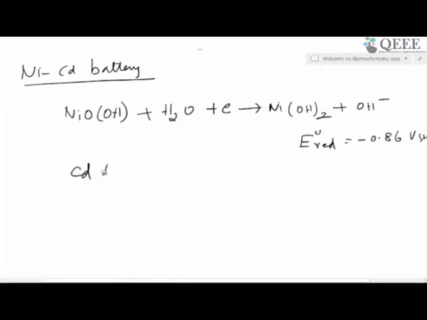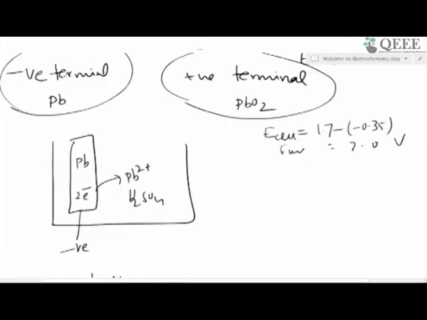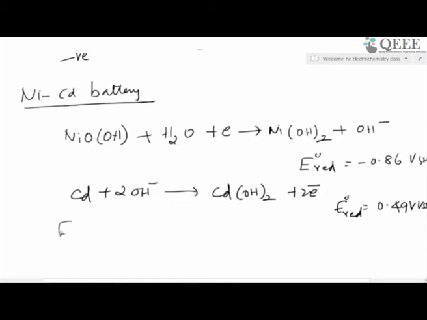Similarly, cadmium plus 2 electrons. Okay. The standard reduction potential of this is 0.49 volt versus SHE. Okay. So now what is the E cell? Among these two, this is the most negative reduction potential, which means that's going to be my anode. So my E cell is 0.49 minus of minus 0.86, roughly about 1.2 volt. Okay. So nickel cadmium battery is about 1.3.